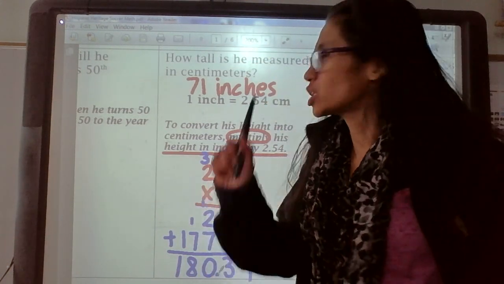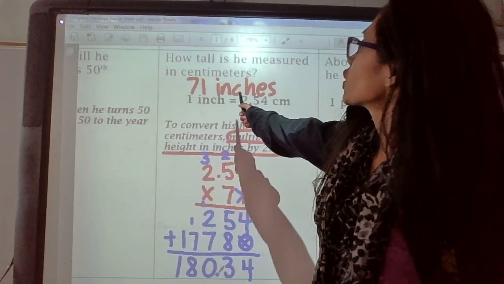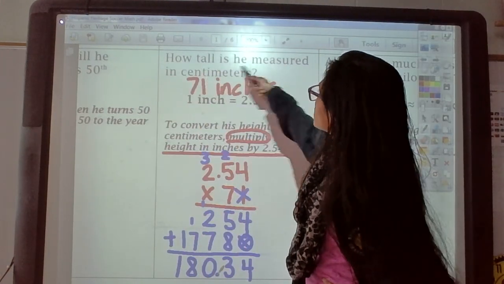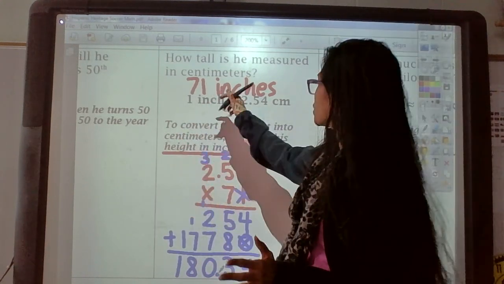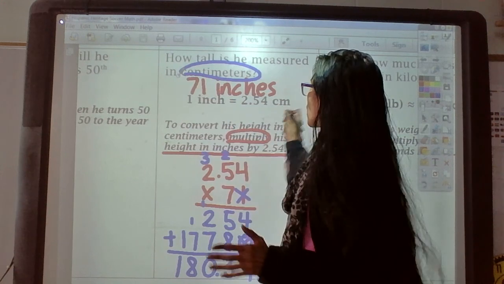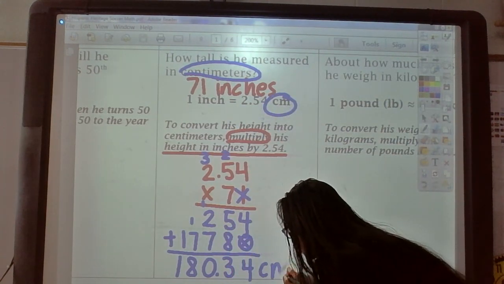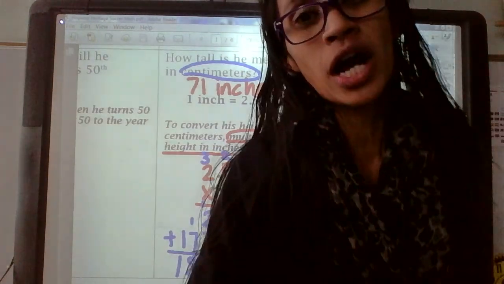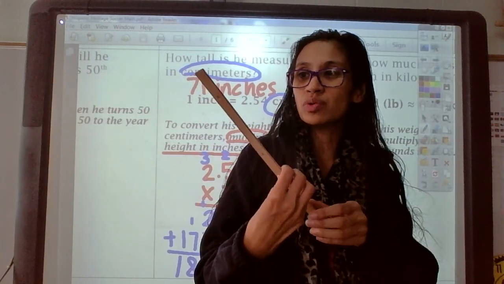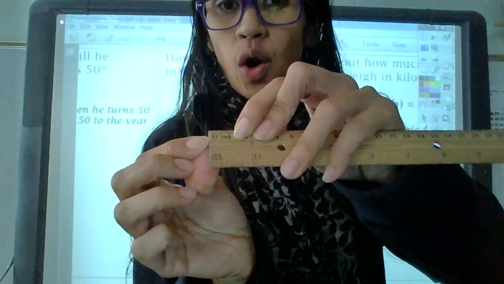What's the unit for that one? Did you forget? Look back at the question. The question says it right there. How tall is he measured in centimeters? So we can write the whole word centimeters right there, or the shortcut, cm. I'll put the shortcut, cm. So he is 180 and 34 hundredths centimeters. That means if I took a ruler and counted 180 centimeters, okay?